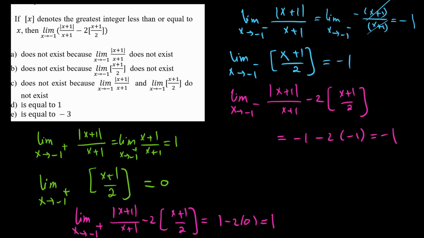As you can see, the limit from the left is equal to the limit from the right, and therefore the limit exists and is equal to 1.